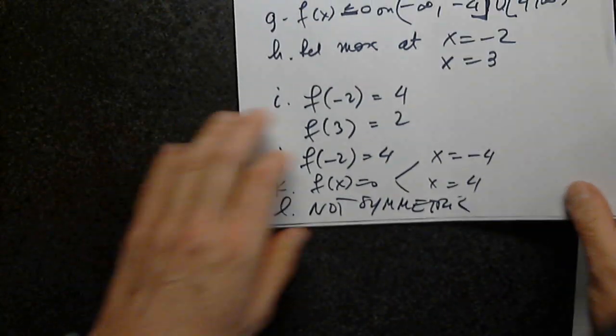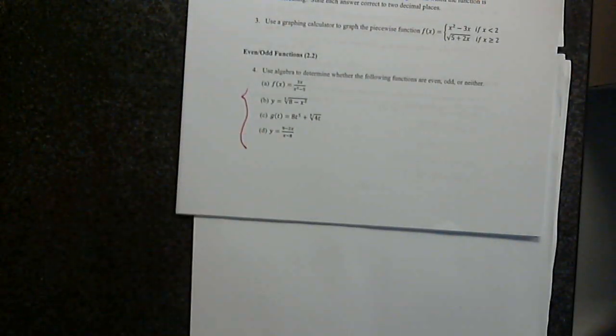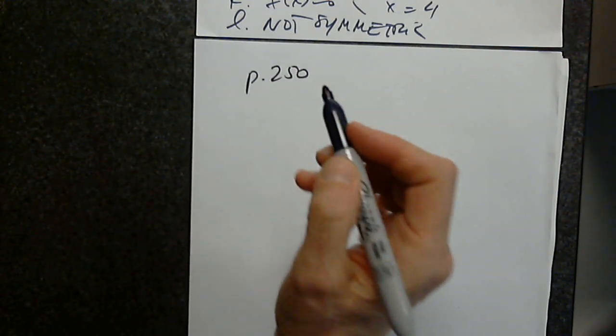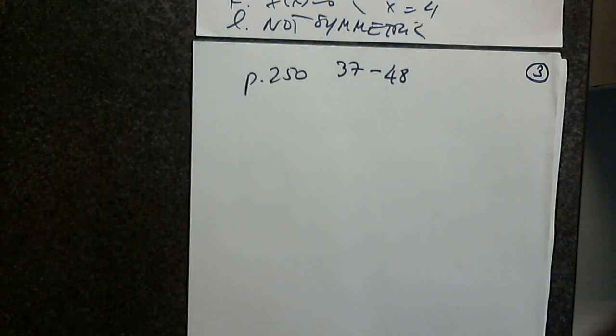Okay, I would like us to identify whether a function is odd, even, or none of the above. So on this handout, please choose any function you would like. In 2.2, let's choose a function and identify, it says use algebra to determine whether the following functions are odd, even, or none of the above. However, you can also choose from your book, from page 250. It's up to you. And problems are 37 through 48. But please choose one. From the handout? Yes. Very good.